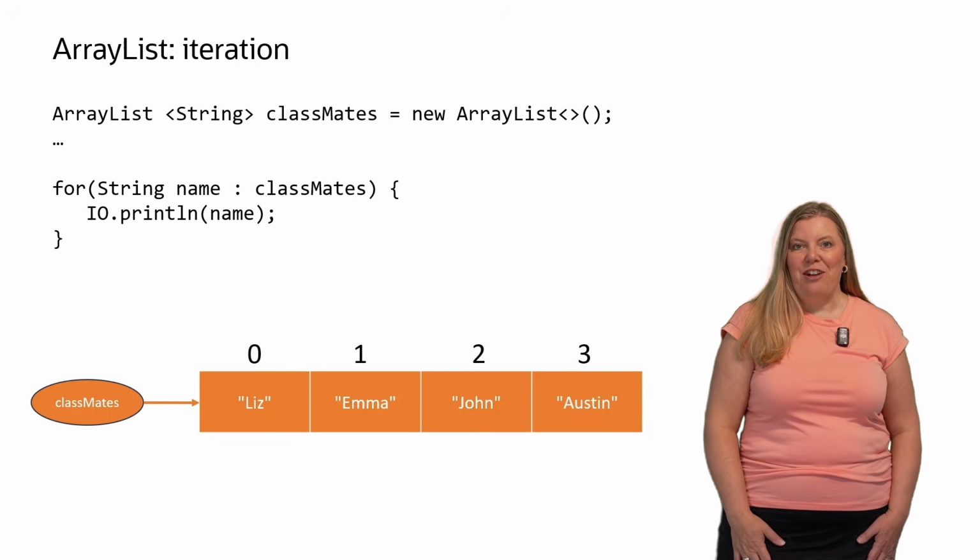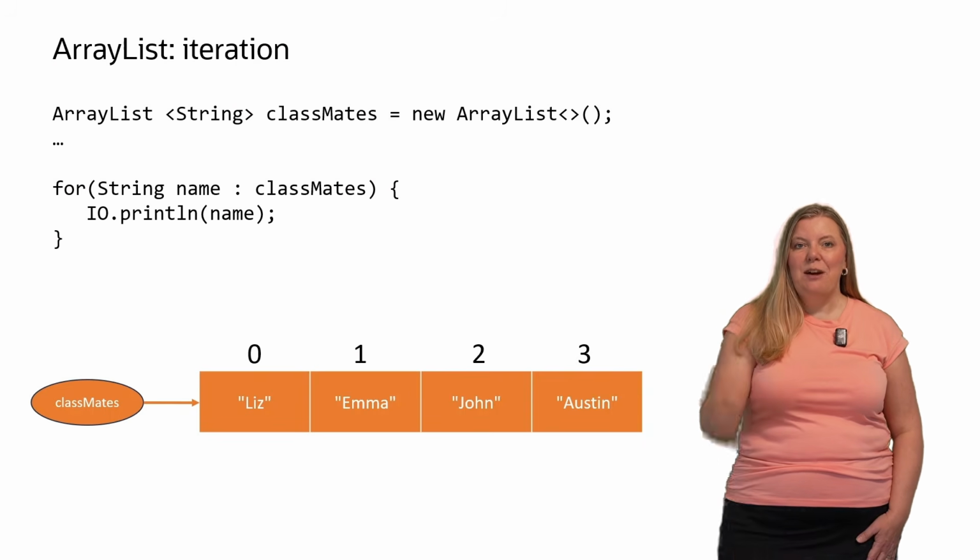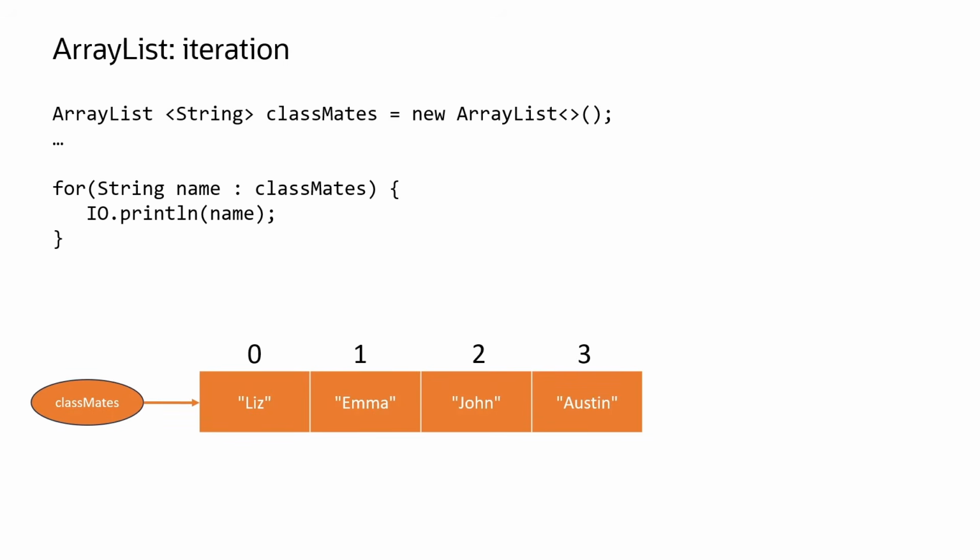There's a few different ways you can iterate over an array list to analyze your data. Come on, let's learn some Java. In this example, we're going to use a for each loop to iterate over the array list.